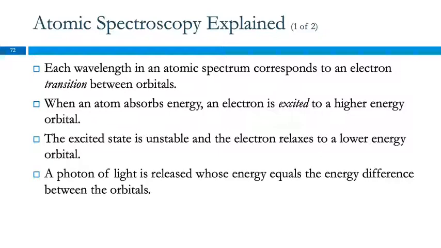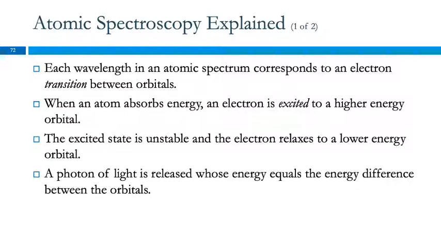And when it does, it emits energy. And that energy corresponds to the difference in energy between those two levels. That excited state is unstable, and the electron will relax to a lower energy orbital. It won't always go exactly back to where it came from, it'll go down. It may go down in a series of steps, but it will go down and eventually get to where it was. So the photon of light that gets released has the energy equal to the energy difference between the orbitals.